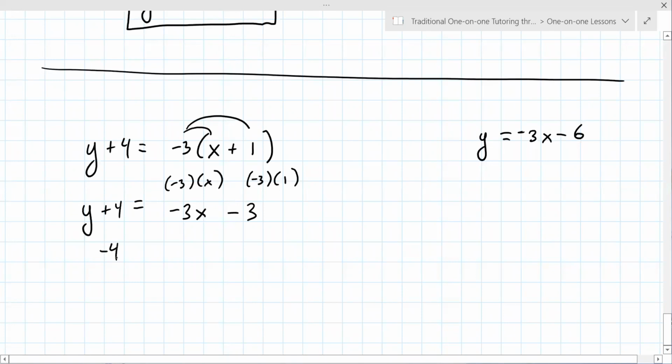So you're subtracting 4 from both sides. Okay. So y equals -3x. And what is -3 minus 4? Oh, wait, what? What is -3 minus 4? -7. -7. Good.